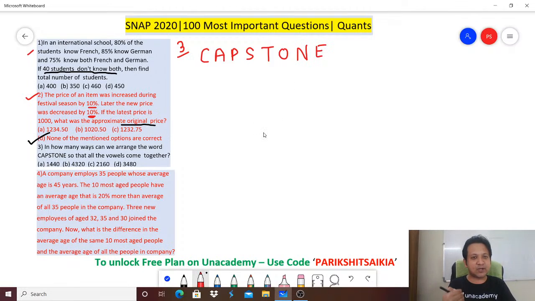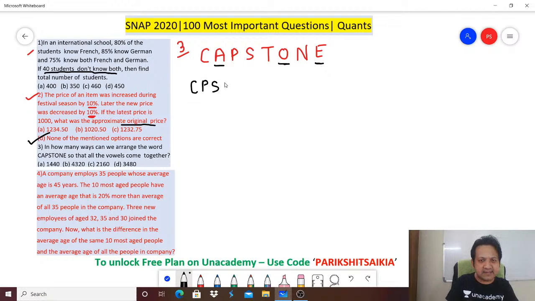So basically this is a question from PNC. Now the first job is to identify the vowels. Which are the vowels? A, O, E. There are 3 vowels. So let's write down the remaining alphabets: C, P, S, T, N. Right? So these are my consonants and the vowels are A, O, E.